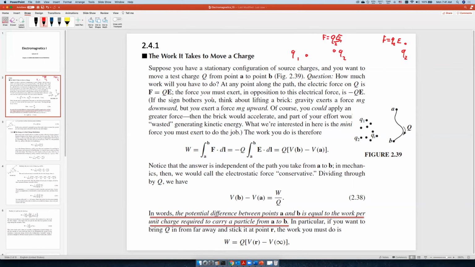So the force you must exert in opposition to this electric force is negative QE. Let's say the force generated by Q1 is in this direction. This is the force direction. If you want to overcome the force and move Q2, then the force you apply must be in the opposite direction.